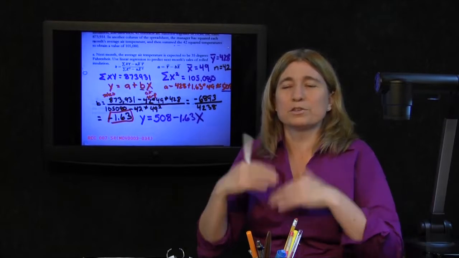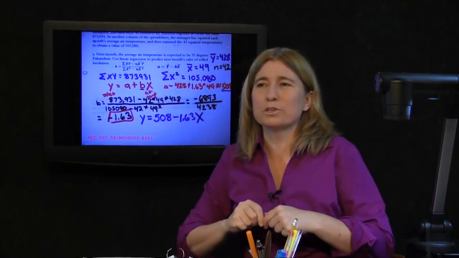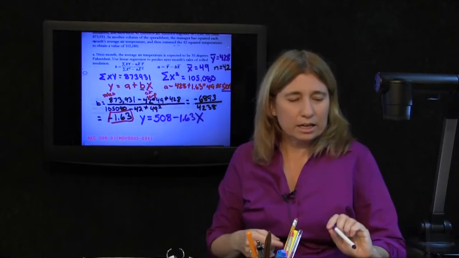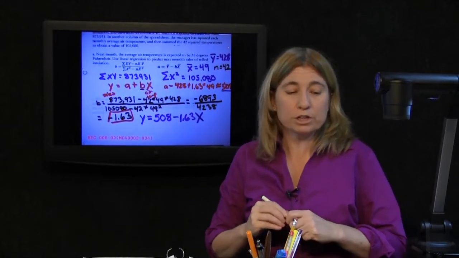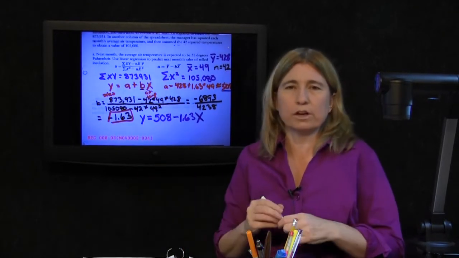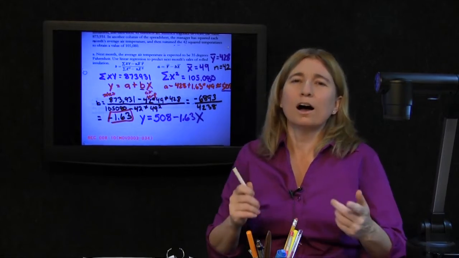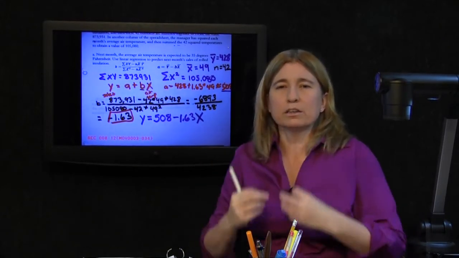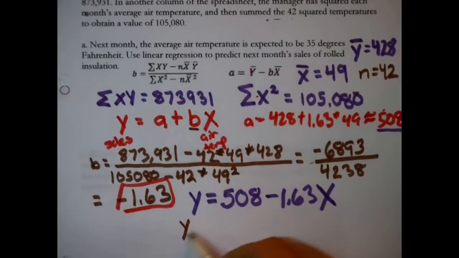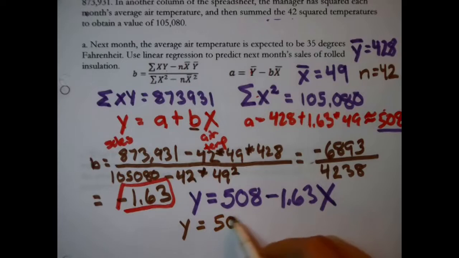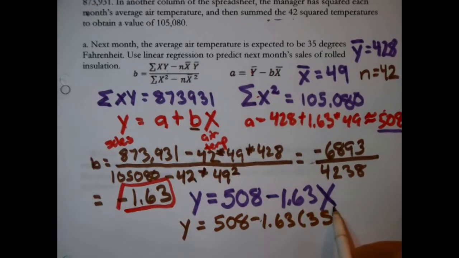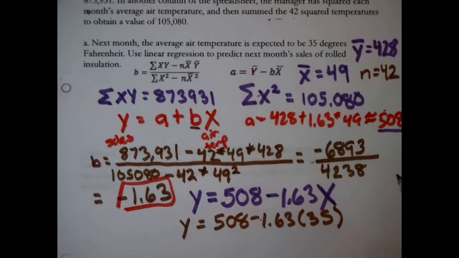Now, we're trying to solve the first part of the scenario, and we're still getting there. But what did it actually ask? It asked, next month, the average air temperature is expected to be 35 degrees, so what do you think the sales of rolled insulation will be? Now we want to use, finally, the linear regression expression that we created by just substituting in that 35: y equals 508 minus 1.63 times 35. That's what we expect the air temperature to be.